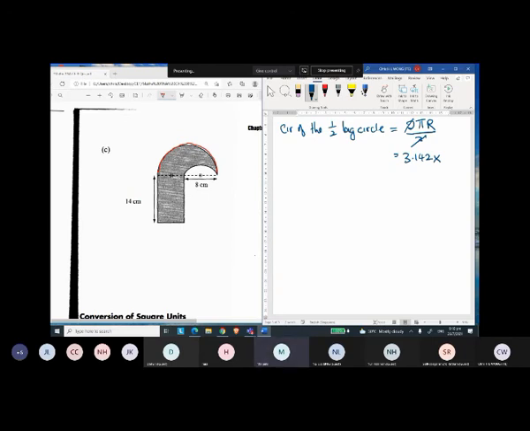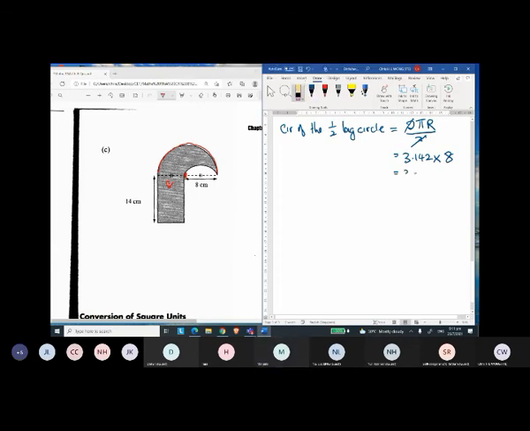4. Huh? Radius 8. Say again. 8. It's 8, it's not 4, because half of the big circle is 8, you know. So 8 here, right? So 3.142 times 8.